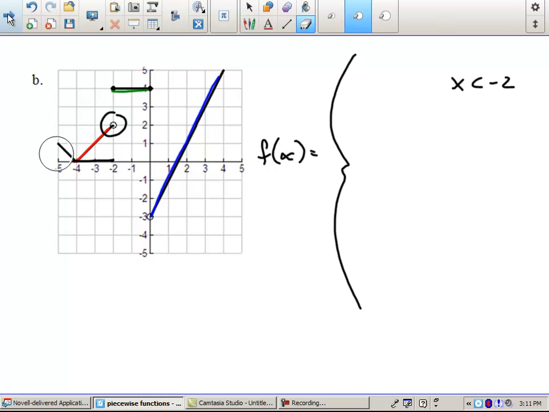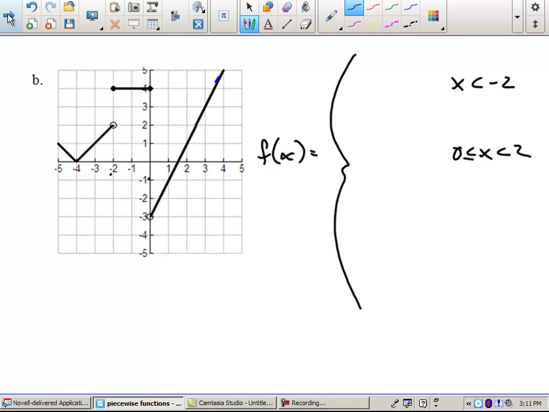So my first function is going to be x is less than negative 2. My second equation is going to go from negative 2 to 0, and both of those are inclusive. So 0 is less than x is less than 2, and they are both inclusive. Less than or equal to, less than or equal to. And then finally, my third one is going to go from 0 to infinity, so I'm just going to write that as x is greater than 0.